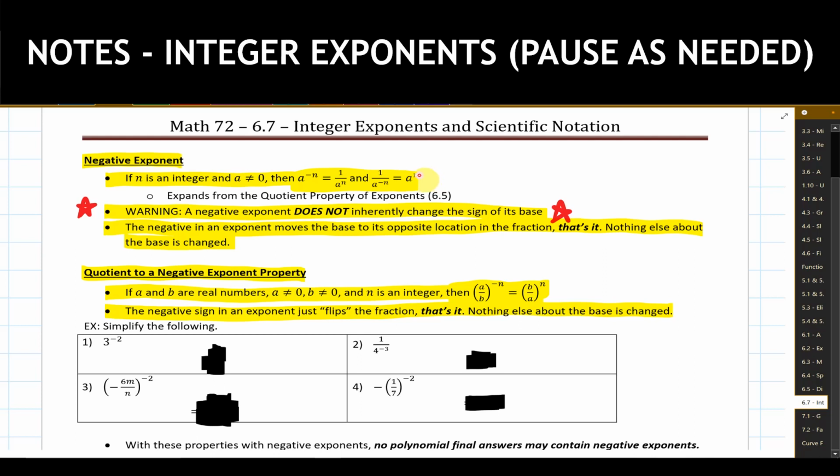So all that the negative sign in the exponent spot does, it moves the base to its opposite location in the fraction. That is it. It doesn't change the sign, doesn't change anything else about its value, it just flips where it is in the fraction. That's all that we have showing up with that.